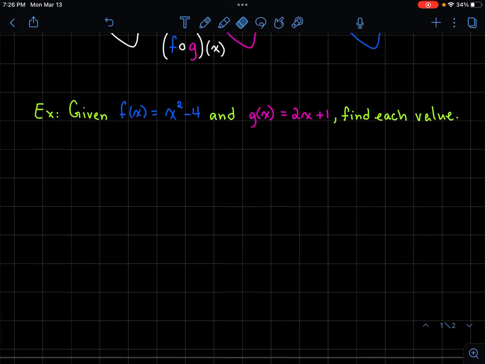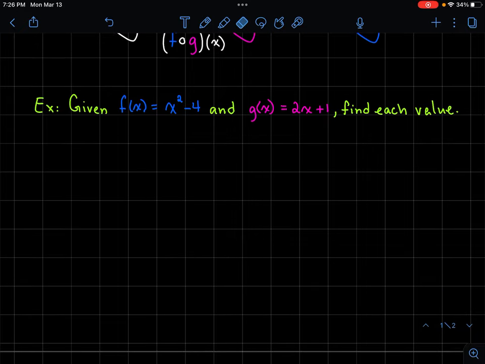So we have some functions here. f of x is going to be x squared minus 4. g of x is going to be 2x plus 1, and we want to find the following values. Well, let's start with f of g of 3. Using what our rule says, f of g of 3 is written like this. And we're going to start inside out. We need to know what g of 3 is before we can even figure out what it is when you put it into f.